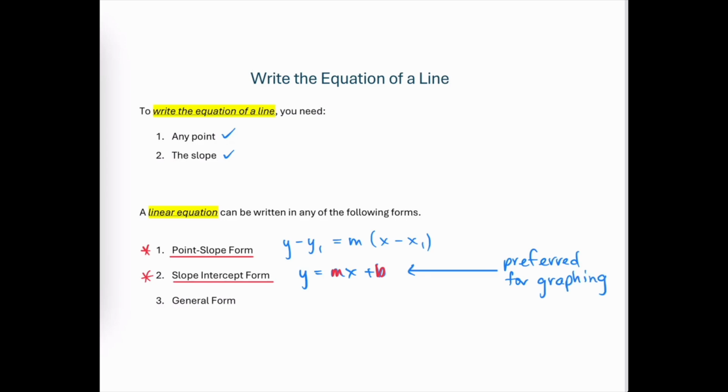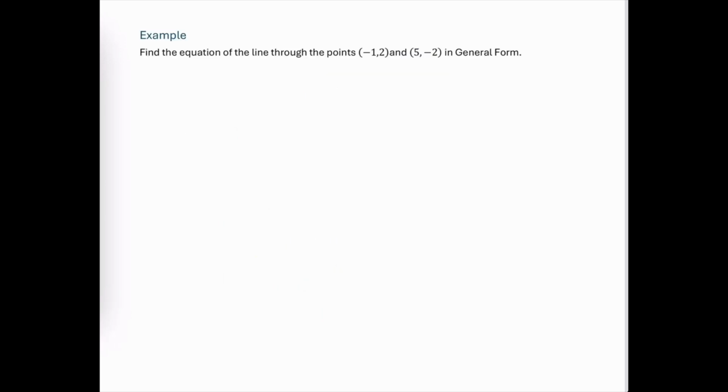If we continue to work with the linear equation, getting the x and the y terms together on one side, we end up with our linear equation in what we call general form, and again, that's going to have the x term and the y term together on one side with the constant on the other side. Let's look at an example.